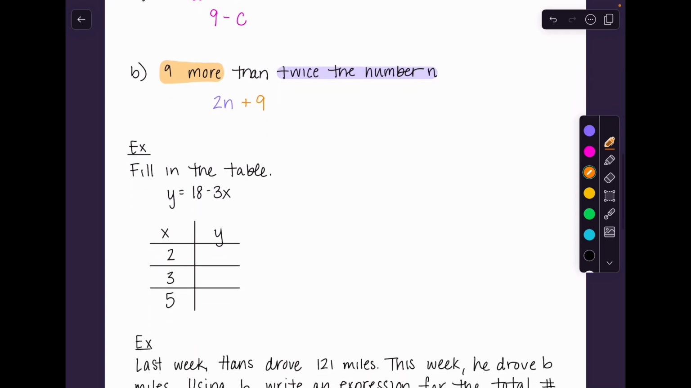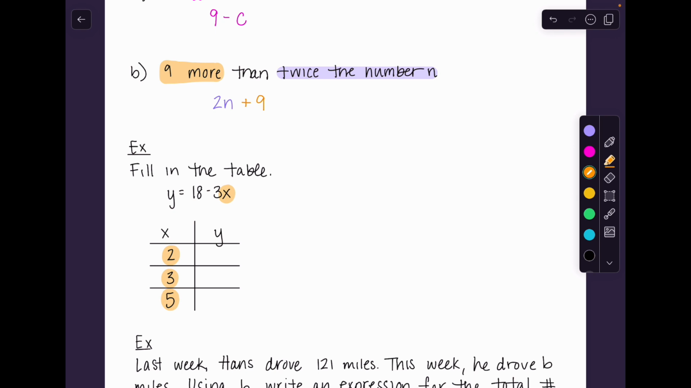Now for this next one, we're going to fill in the table utilizing this expression. So we have y is equal to 18 minus 3x. So this is an equation. It tells me that this variable y is equal to this expression I have over here. So these two things can change. The variable x can change and the variable y can change. So we're going to go ahead and we're going to figure out what y is equal to based on these particular x values. So all I'm going to do is I'm going to replace every single instance of x by the value we have in this left-hand column.